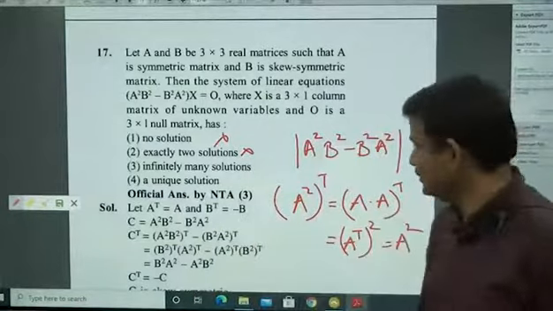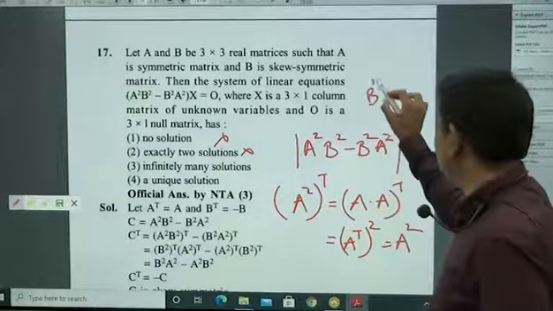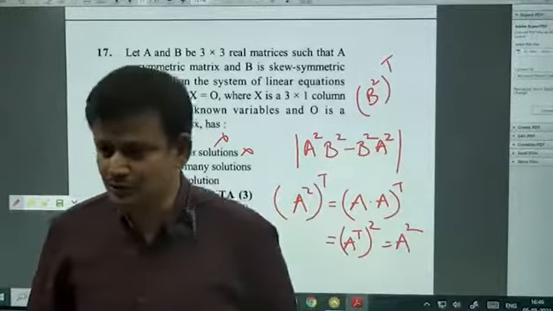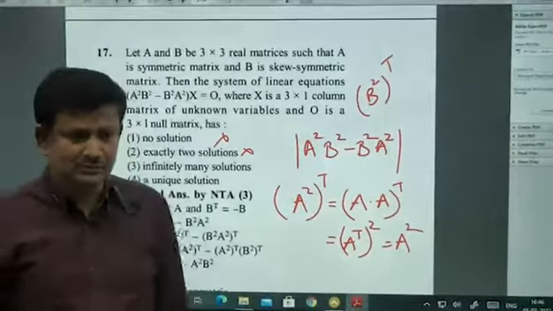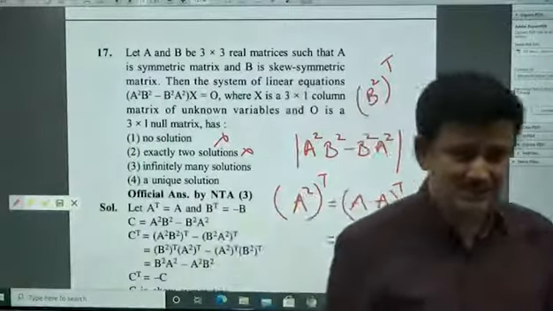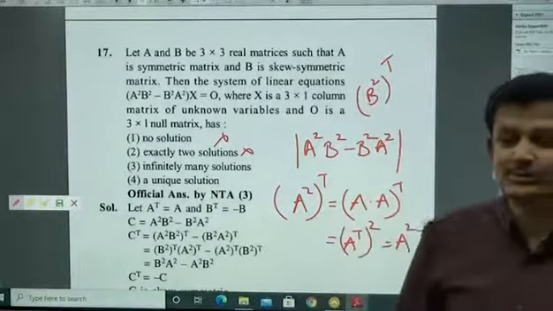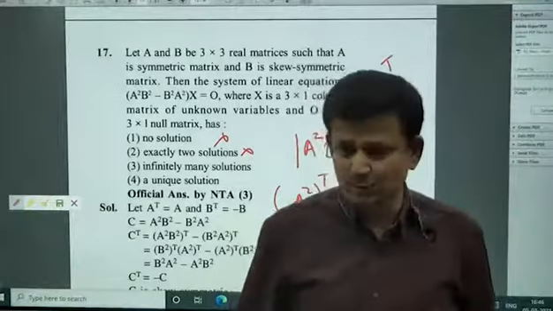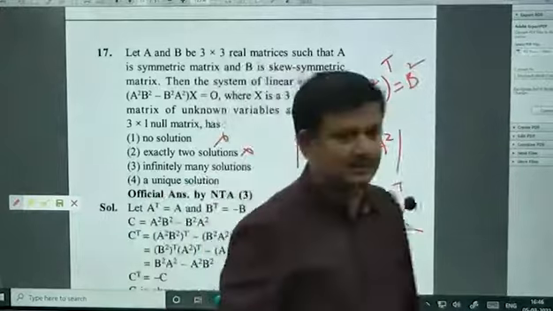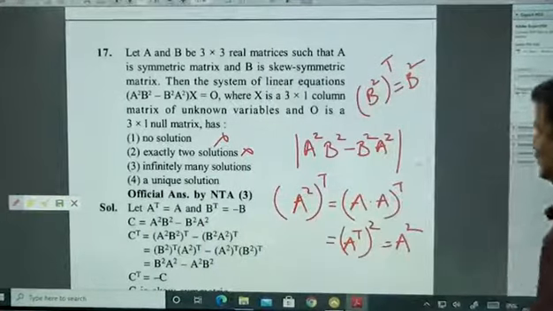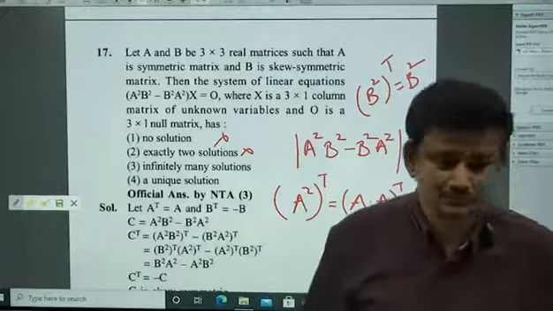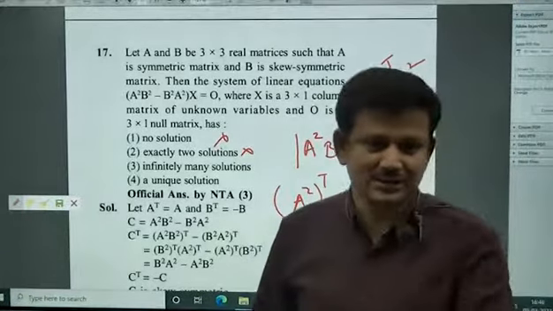Symmetric matrix. Similarly, what can you say about B square whole transpose? It will be B transpose whole square. Yes or no? B transpose is how much? Minus B, skew symmetric matrix. Minus B into minus B is what? B square. So is this a skew symmetric matrix or a symmetric matrix or nothing? Symmetric matrix. If two matrices are symmetric, what will be their product? A is symmetric, B is symmetric.